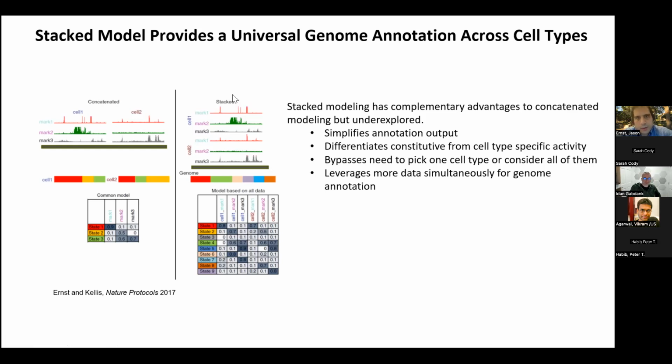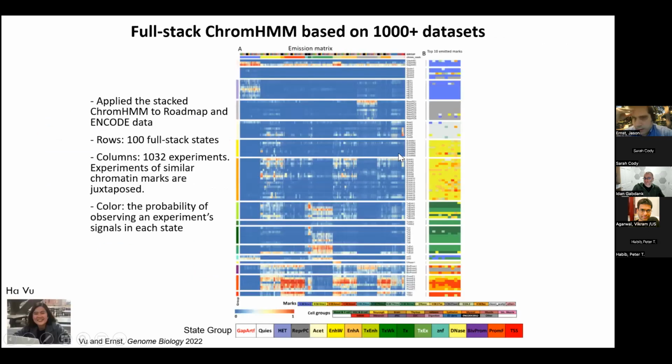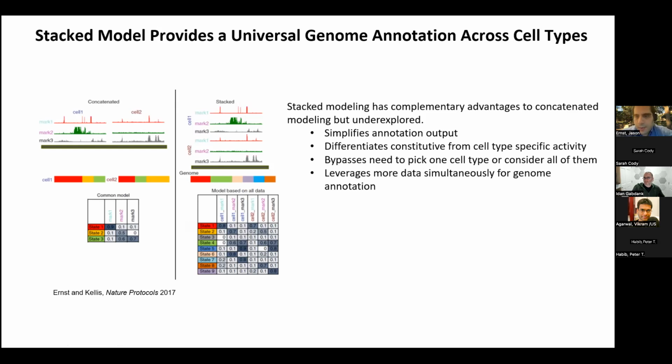It's not replacing the concatenated modeling, but it has advantages in that it can simplify the annotation output. So instead of, in the case of 1,700 reference epigenomes, having to deal with 1,700 state assignments for any given location, we have one state assignment per location. And then these state definitions can differentiate constitutive from cell type specific activity. It can also bypass the need to pick one cell type or consider all of them, because for many applications, one isn't necessarily interested in a specific cell type.